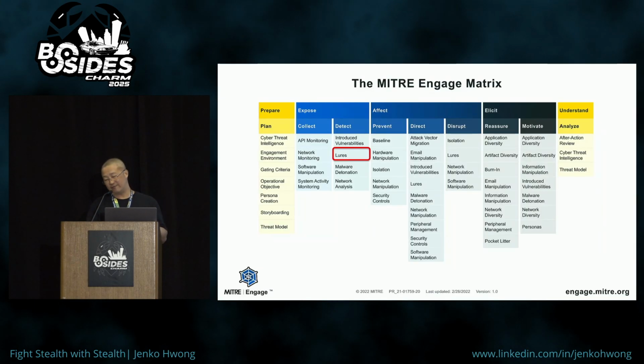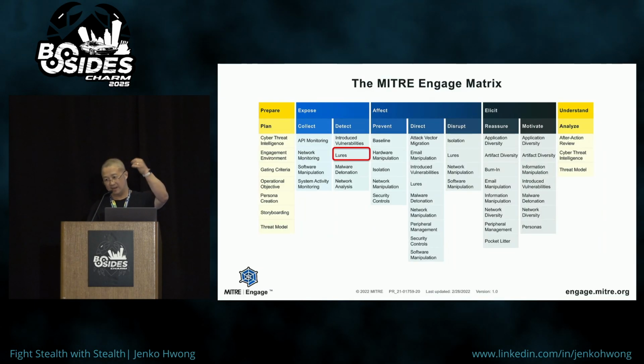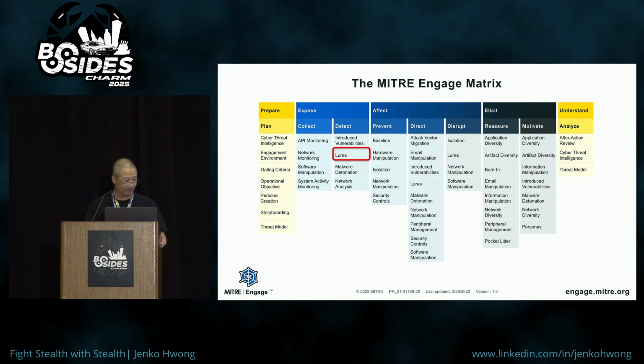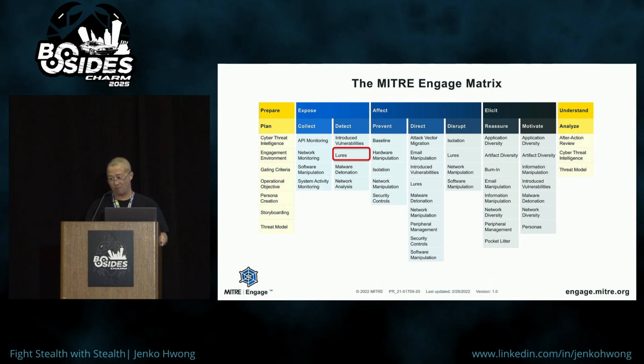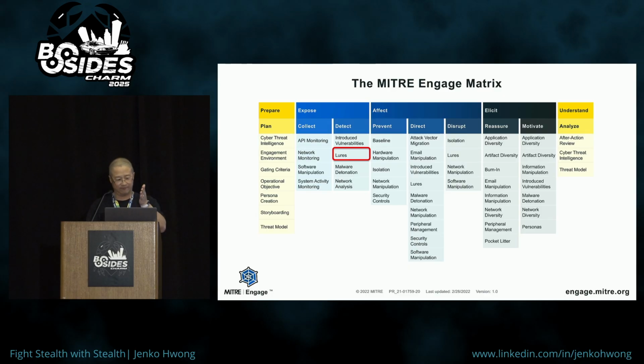But lures itself, to me, is a little bit active. I don't want to hang a honeypot in front of somebody. I don't want to be that obvious. I want some invisible tripwire. That's, again, my little focus area today.